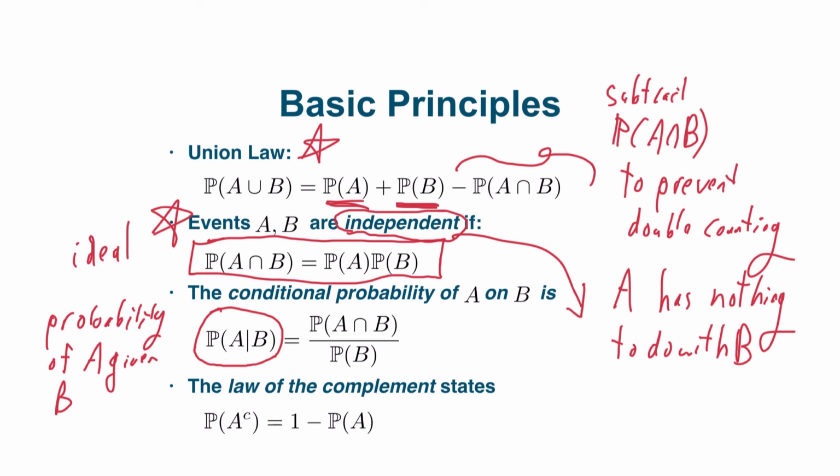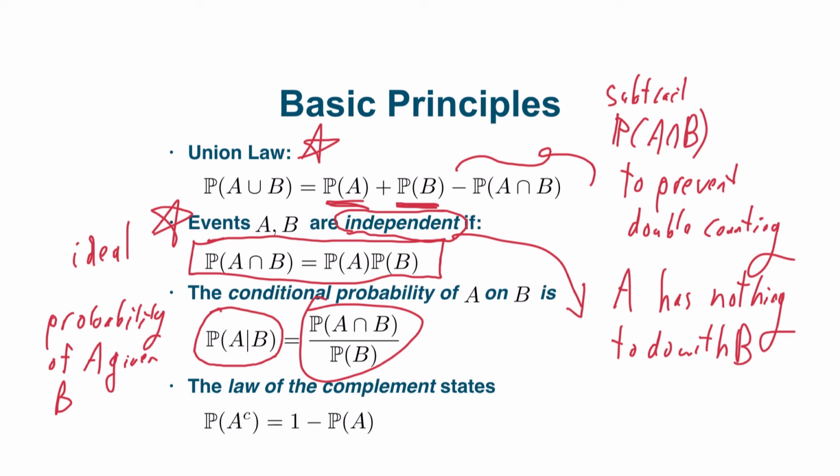Now, it has a very specific formula. Right? I can always compute the probability of A given B by computing the probability of A intersect B and then dividing by the probability of B. So it's important to know the formula, but it's also important to know the intuition behind conditional probabilities.